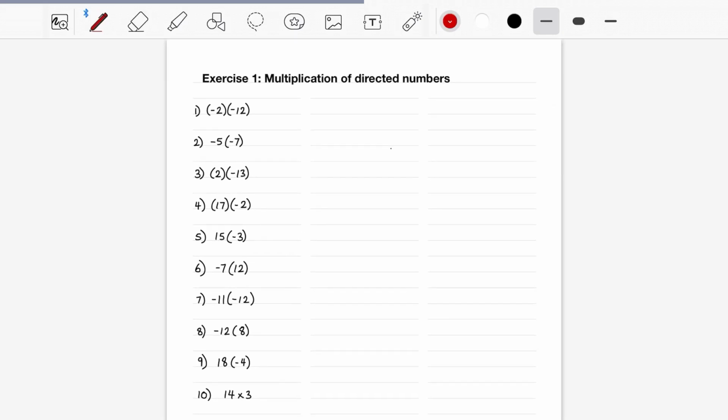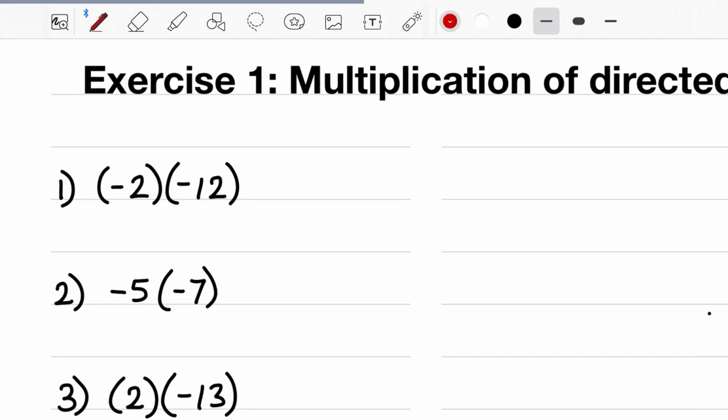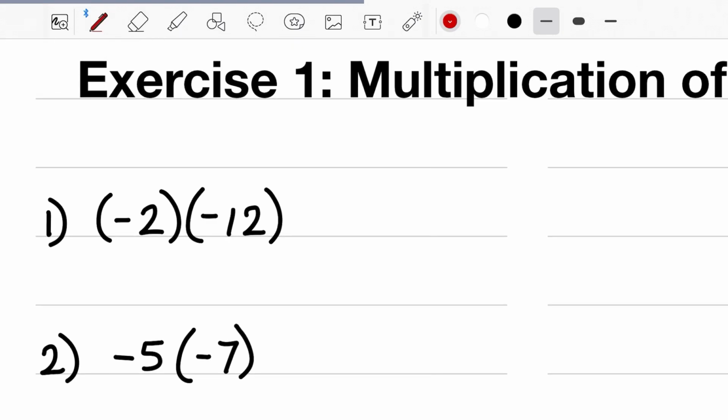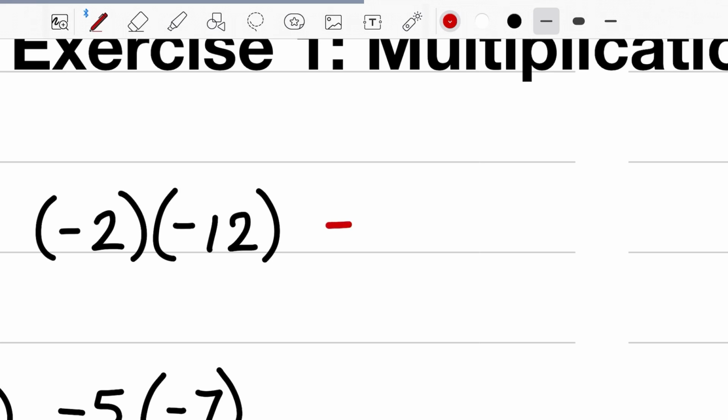Okay, let's look at the solutions. So for question 1, we have minus 2 times minus 12. Now, as we just discussed, the signs are the same, your answer is going to be positive. So we multiply 2 times 12, which is 24. And since minus 2 and minus 12 are both negative, your answer will be positive.